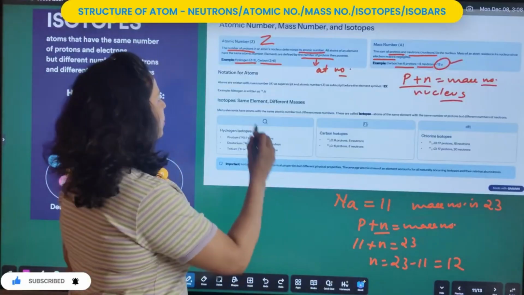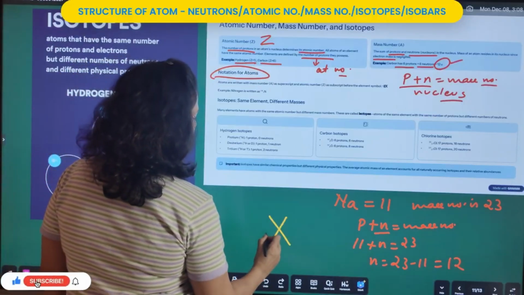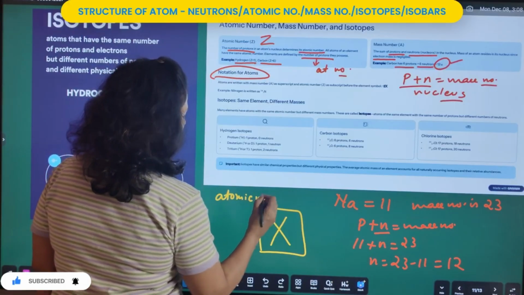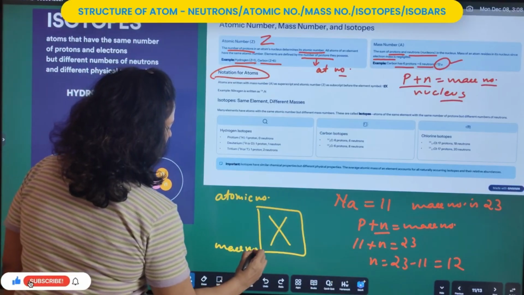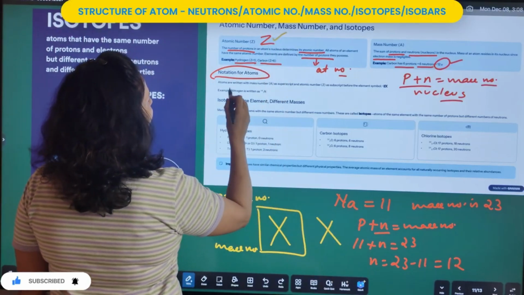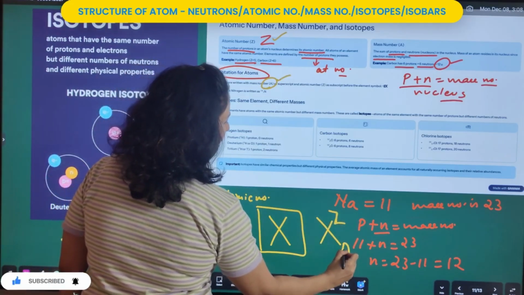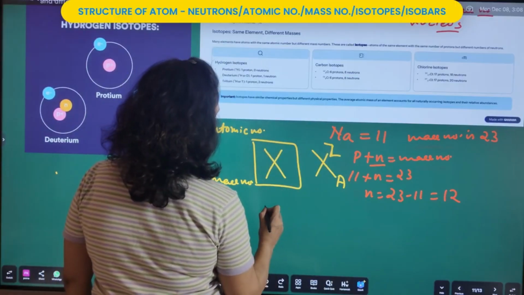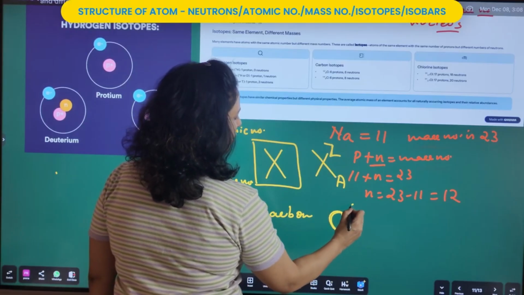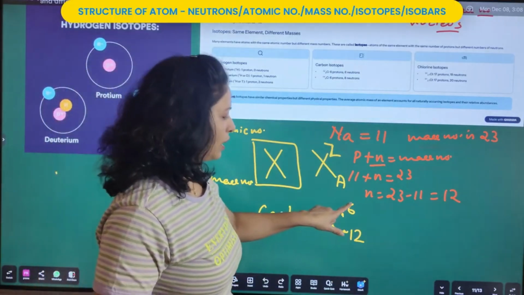Now, the notation of the atom, how do we represent it? This is the symbol of an element, and we write the atomic number at the bottom and the mass number at the top. The atomic number we denote by Z and the mass number we denote by A. So if I have to represent carbon, I write the symbol of the element, its atomic number 6 and its mass number 12. This is how we represent any element showing the atomic number and the mass number.